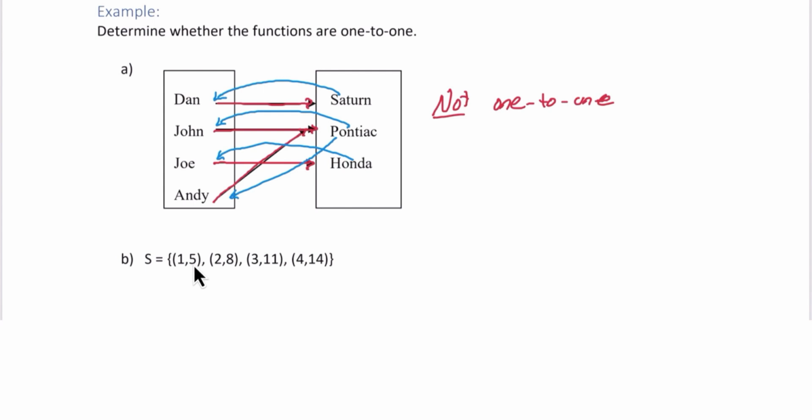So read it backwards. 5 corresponds to 1, 8 corresponds to 2, 11 to 3, and 14 to 4. Every y value corresponds to exactly one x value, which means the inverse is also a function. And since the inverse is a function, we can say that s is one-to-one.